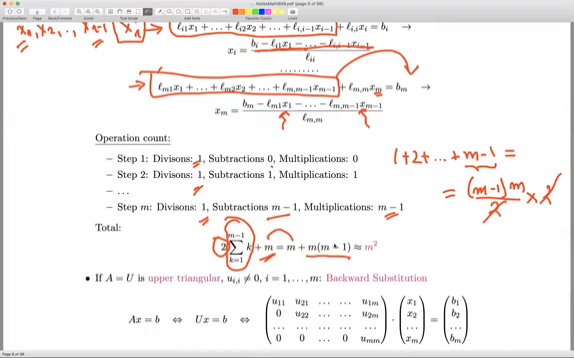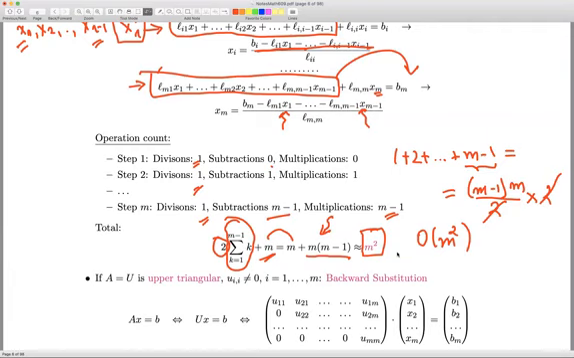And whenever operation count is concerned, one looks at the leading term. That means the term with the highest power. So the term with the highest power here will be m squared. So the operation count is approximately m squared. Sometimes they write big O of m squared, which means it is bounded by a constant times m squared.